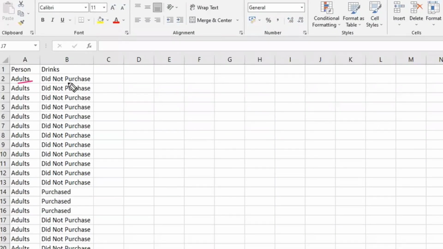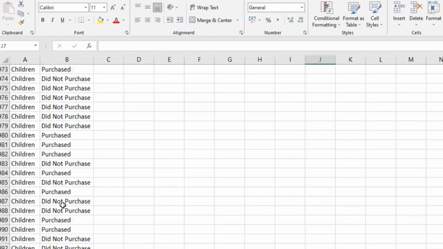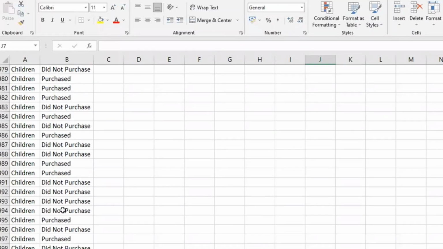Given to the adult, he has not purchased. Adult, not purchased. Adult, not purchased. Adult, not purchased. Adult, not purchased. Adult, purchased. Like this, I have adults who purchased and at the same time who did not purchase also. Adults with purchase are there. Adults with no purchase also are there. Similarly, children with purchase are there. Children with no purchase also are there.